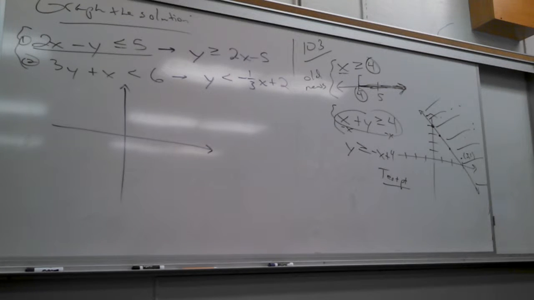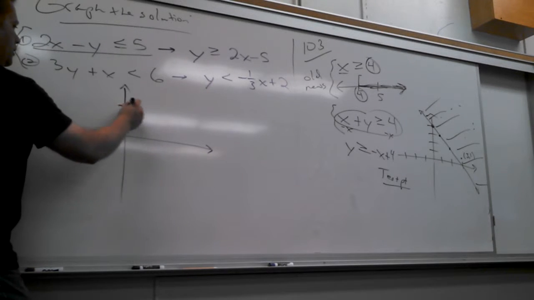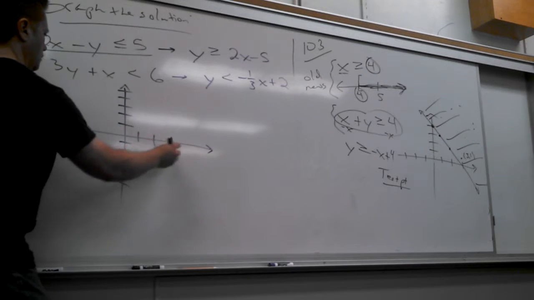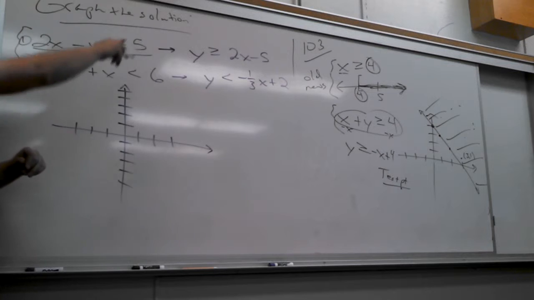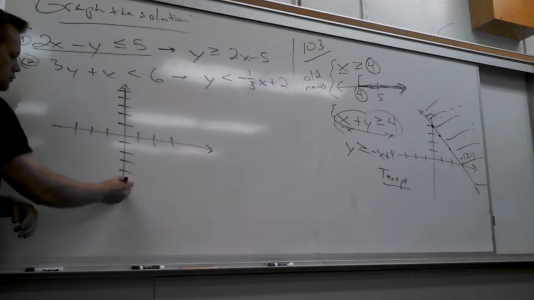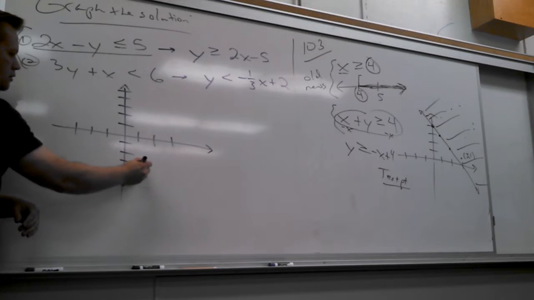Relatively quick. Sorry. So what do I know about the first line? What's the y-intercept? Zero. Yeah, -5, cool. And I go from there, I go up 2, over 1.